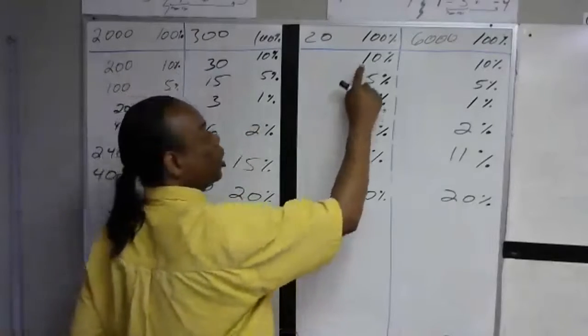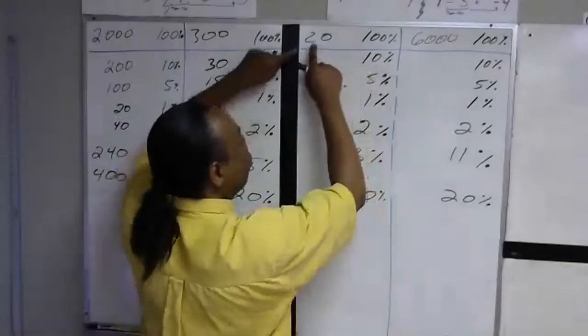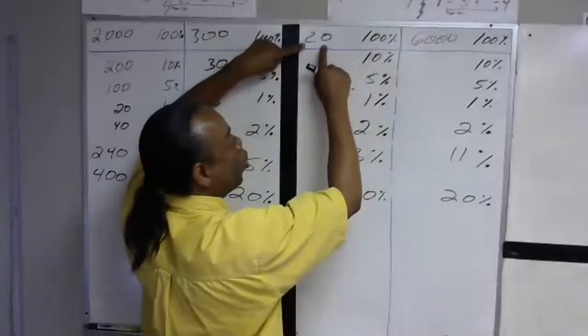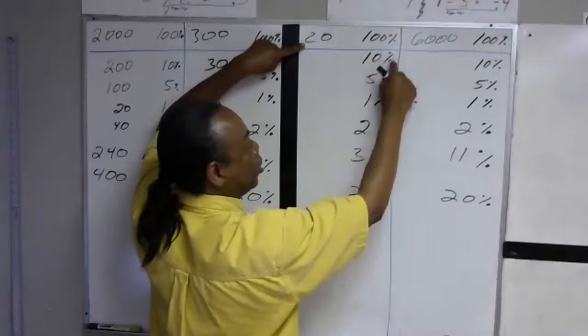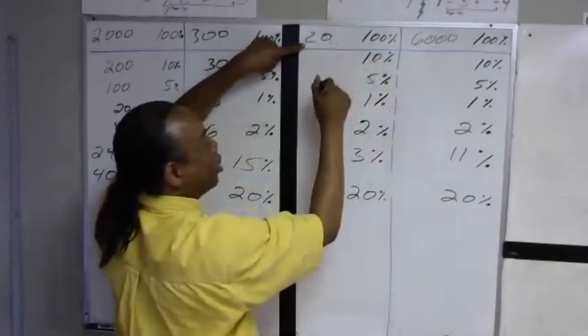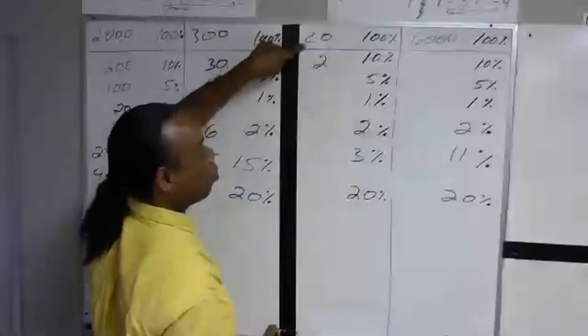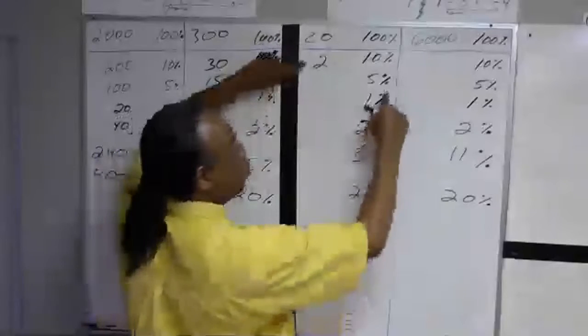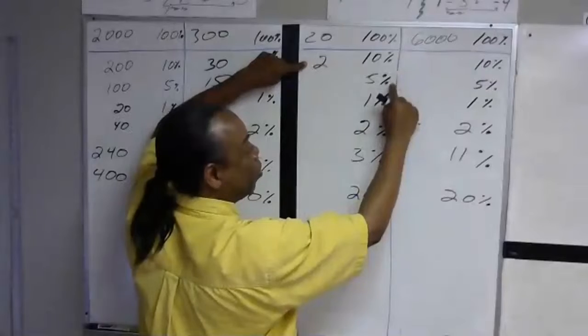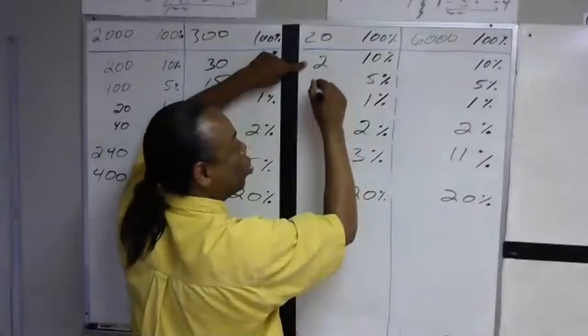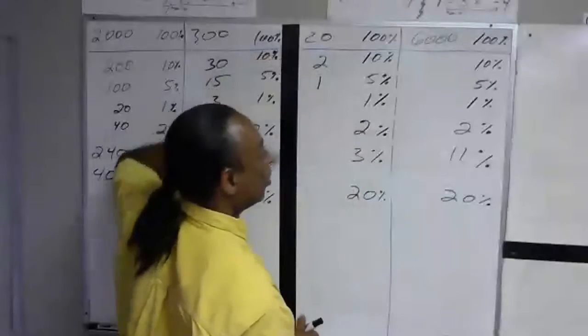Next, if 20 is 100%, to get 10% we're going to divide by 10. So 20 divided by 10 is 2. 10% divided by 2 is 5%. So 2 divided by 2 is 1.